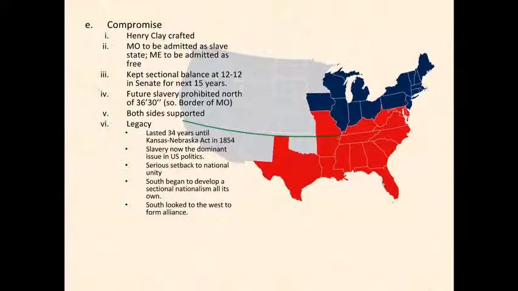There was a serious setback to national unity. So instead of, especially after the War of 1812, having this huge idea of nationalism, we were coming together as a country. Now with this issue with Missouri, it kind of starts to split the ideas of how slavery should be implemented with newly formed states and what we should do about slavery in the future.